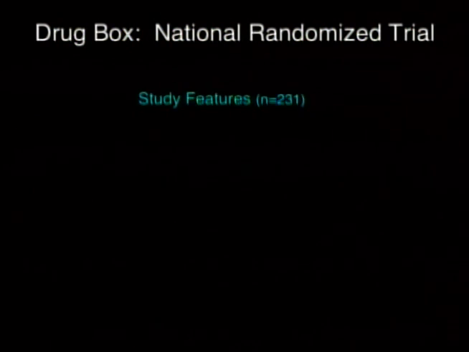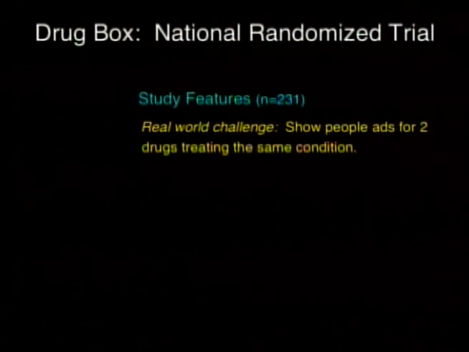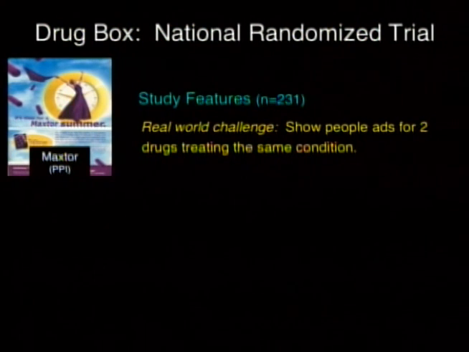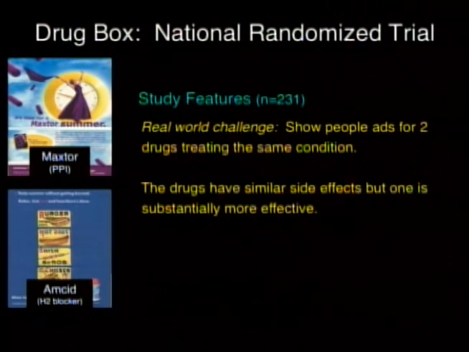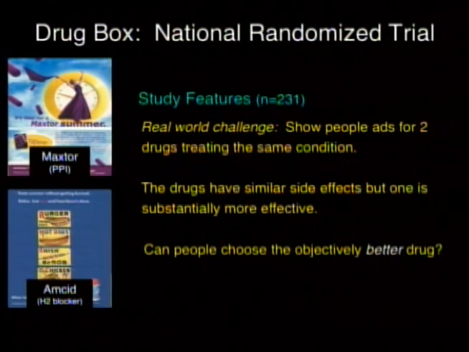Then we launched our gold standard study, a national randomized trial. This was a study of 231 people recruited through random digit dialing. And it was a real-world challenge. We showed people ads for 2 drugs treating the same condition, heartburn. And we used real ads. And the drugs were chosen so they would have similar side effects, but one was substantially more effective. So there was an objectively better drug. And the question is, could people choose the better drug?